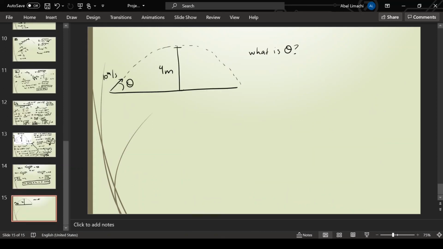All right, final one. Oh god. What is theta? We're looking for theta now.